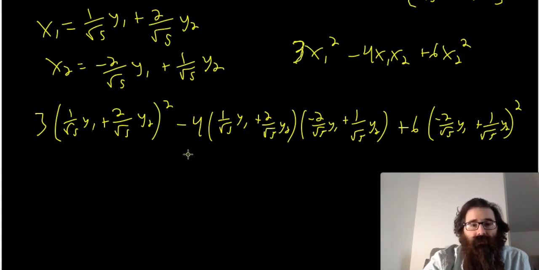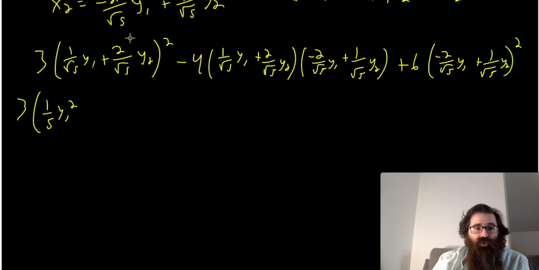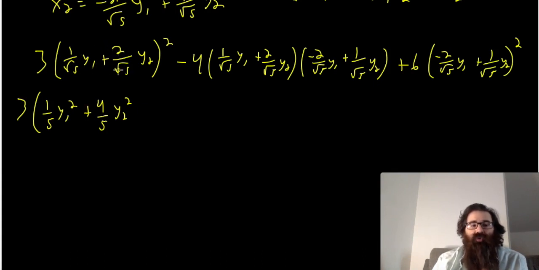Expand this all out. Just a lot of multiplying. So here I have 3 times, if I FOIL this, 1 over radical 5 y1 times 1 over radical 5 y1 gives me 1/5 y1 squared. 2 over radical 5 y2 times itself gives me 4 over 5 y2 squared. And then when I multiply the outer and the inner terms together, I'm really doubling. So 1 times 2 is 2, over radical 5 times radical 5 is 5, so 2 over 5, but I have to double it because I have the outer and the inner, which gives me a total of 4 over 5 y1 y2.